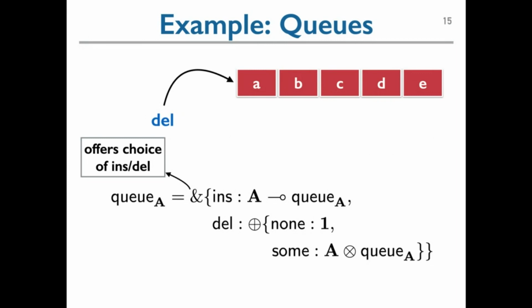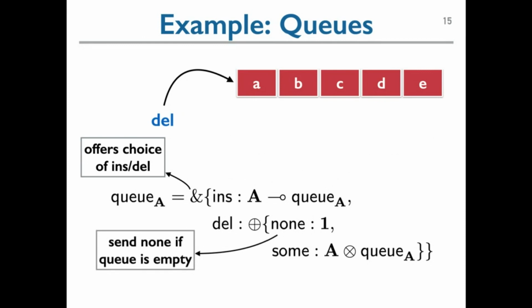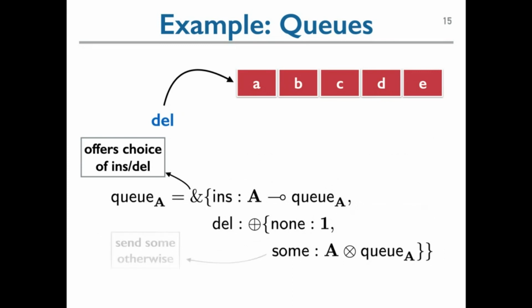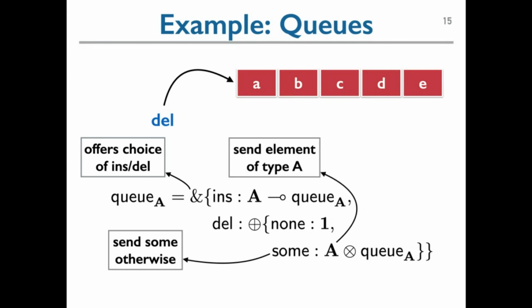In the delete branch, the type transitions to an internal choice again, so plus, between none and some. So that means that the queue can either send the none message if the queue is empty, and in the case of none, it will then terminate, which is indicated by the type 1. Or it can send the some message if the queue is non-empty, as is the case here. Then it will send an element of type A, and then the type will recurse back to the queue. So the data structure behaves as a queue.